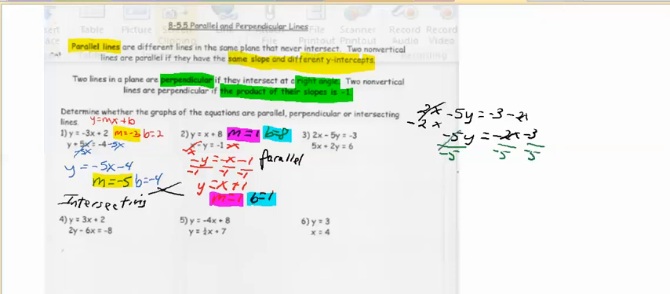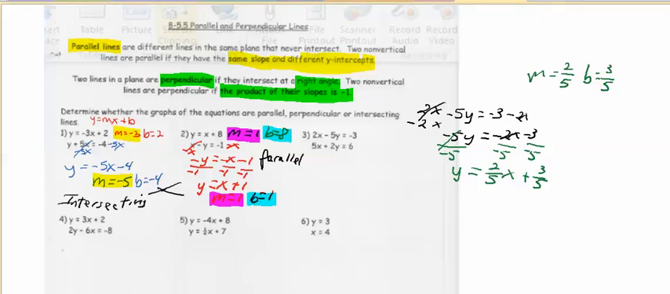Okay, so I've got just one y here. Negative and negative is a positive 2 over 5, and that's an x. Negative negative is positive 3 over 5. Okay, so I've got my m is 2 over 5. My b is 3 over 5. Okay, so that's the first one.